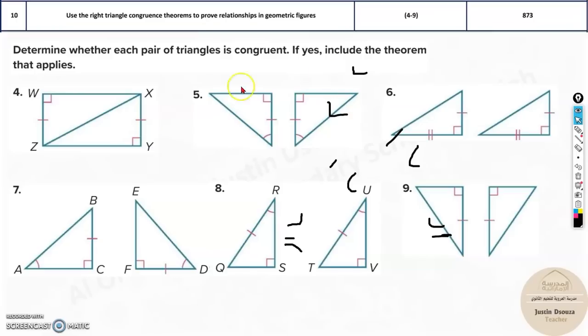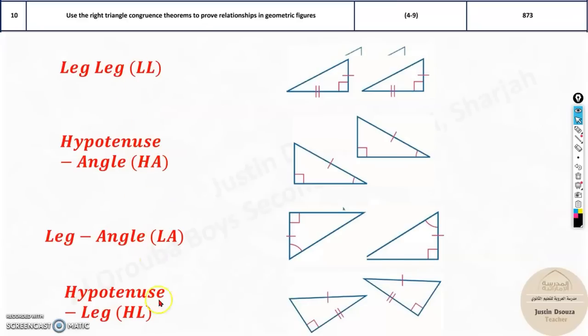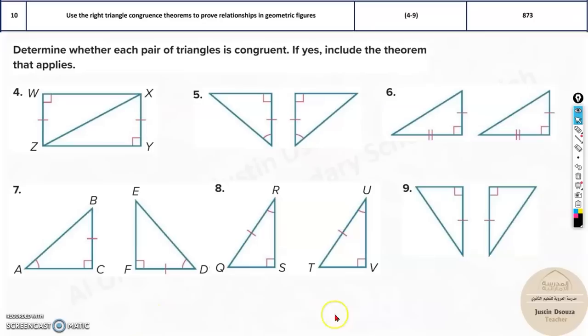So these are the theorems which you must remember, and now they're asking us whether each of these are congruent, and if yes, we should tell which congruency. Let's look at this. We have 90 degree over here. We have a leg, it's equal, they have given. And you can see, from the reflexive property, it's the same line, the hypotenuse is just the same. So it is hypotenuse and leg, written as HL. HL is the last one which we saw. So yes, they are congruent because of hypotenuse and leg congruency.